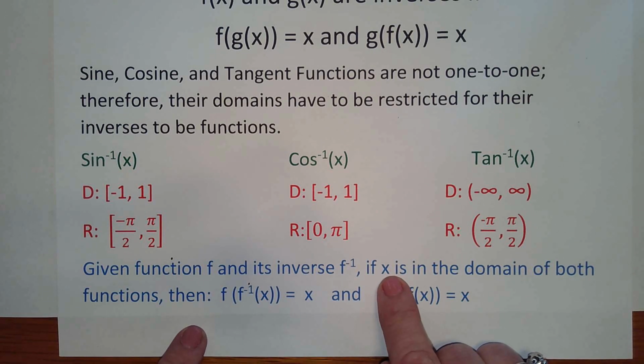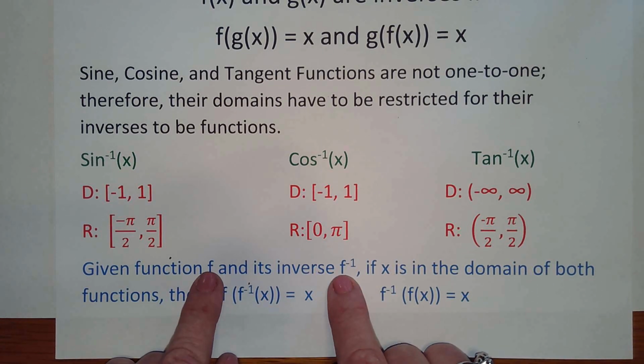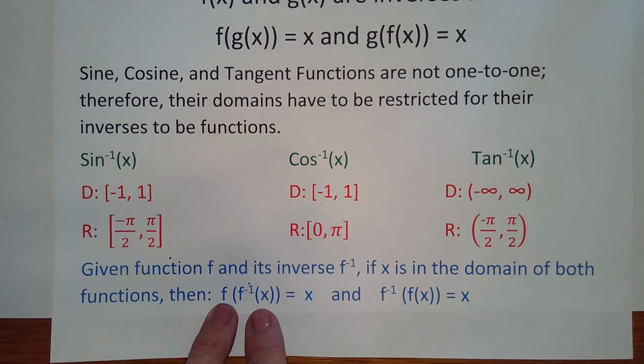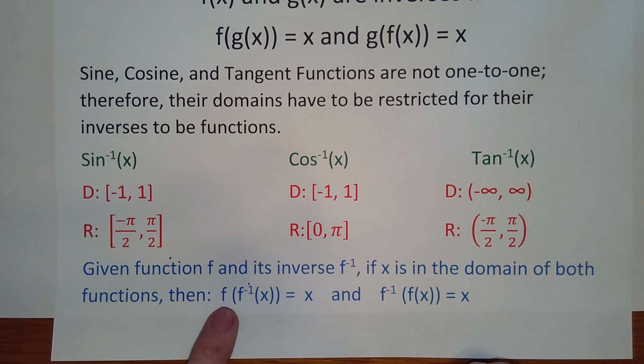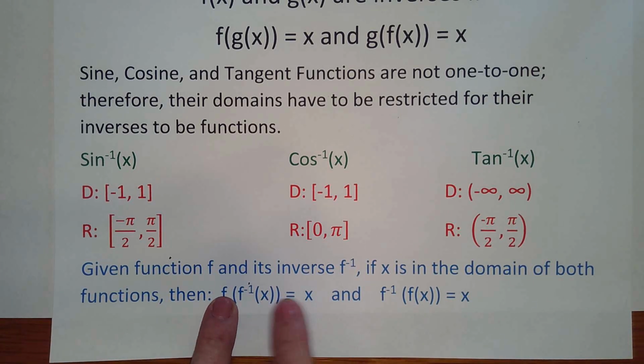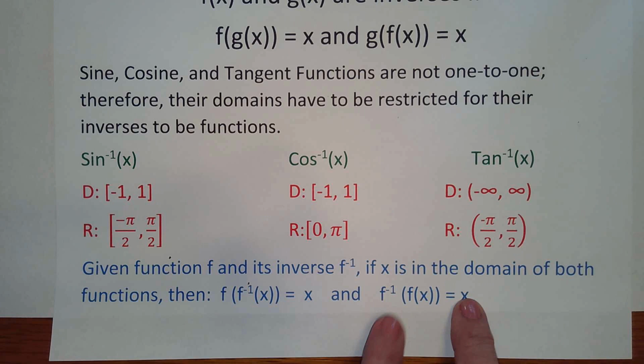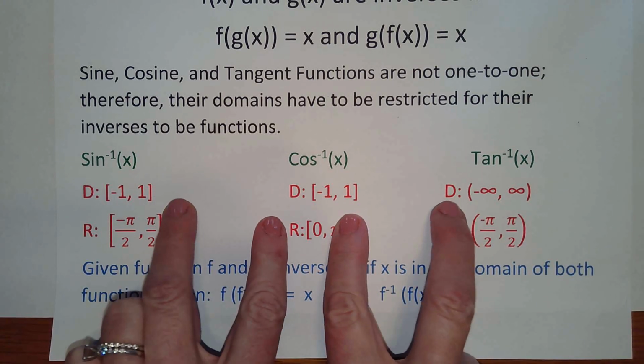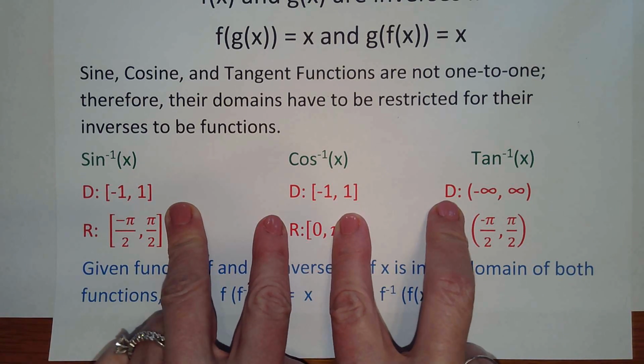If x is in the domain of both f and f inverse, then f of f inverse of x is equal to x, and f inverse of f of x is equal to x. As we compose trigonometric and inverse trigonometric functions, keep in mind that inverses undo each other. Also keep in mind that there are domain restrictions on the inverse trigonometric functions.